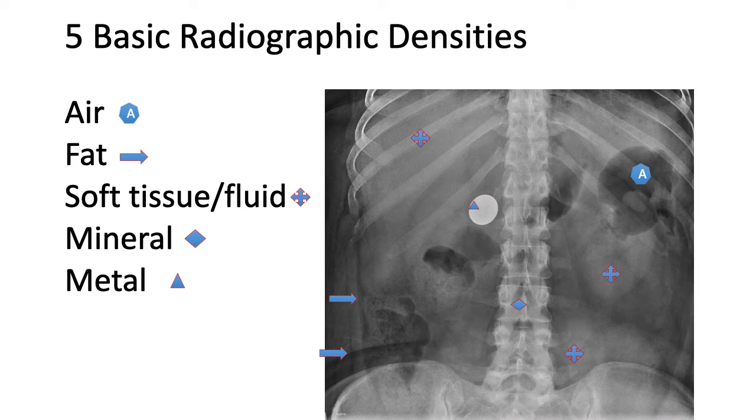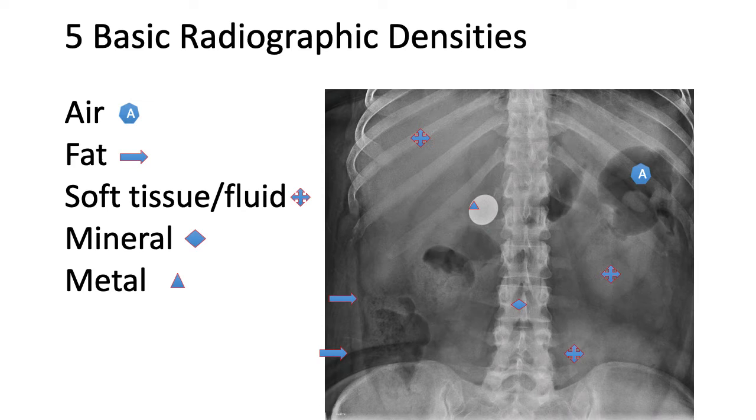And then the fat is coming more black. You can see the fat there is the fat between the muscles of the oblique muscle of the abdomen. And then we have the air, which is the blackest of all of the densities. It means more black than the fat, for example, in the colon. You can see the air there.